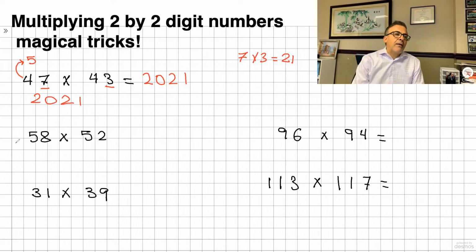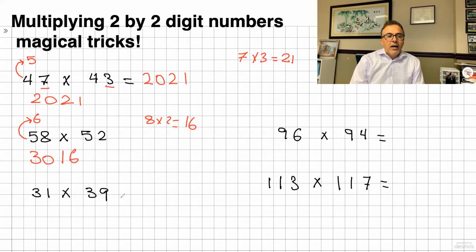Let's try this one more time. So the next digit after 5 is 6. So 5 times 6 will give you 30. So we put that there. And then you take the ones digits, which are the 8 and the 2. So 8 times 2 will give you 16. And you stick that right in here. So 58 times 52 is 3016.